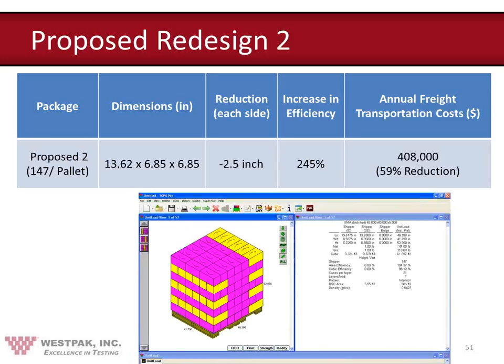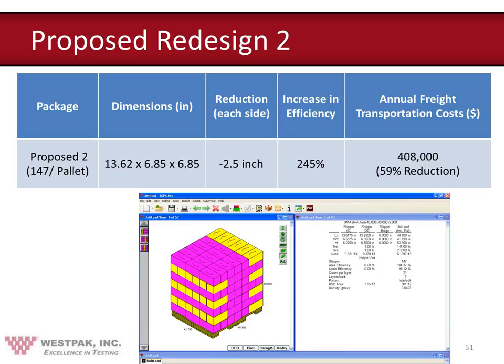The last redesign, you actually fit 147 units per pallet, and you take off 2.5 inches on each side, and that increase in efficiency is huge, 245%, and gives you a 59% reduction in cost. So this is the final slide of our webinar, and also the final slide of the cube utilization. And so a lot of people might be asking themselves right now, okay, how do you actually reduce your cushion, like what justification do you have?